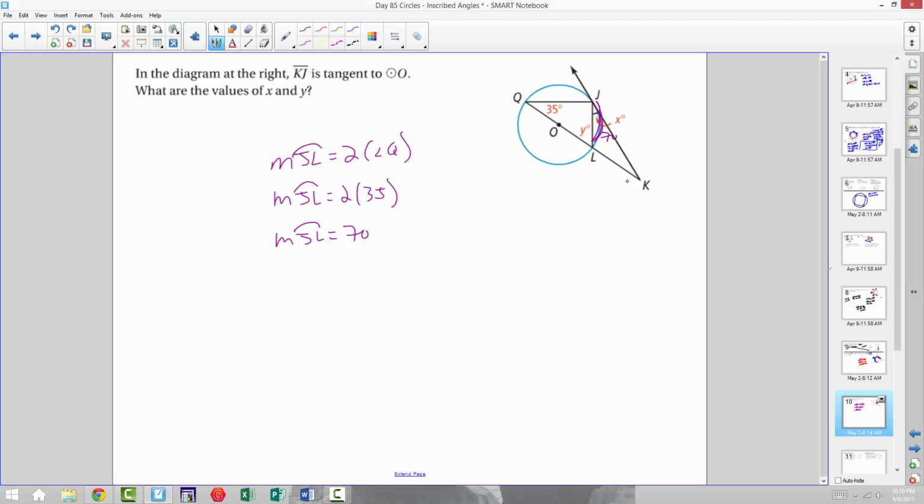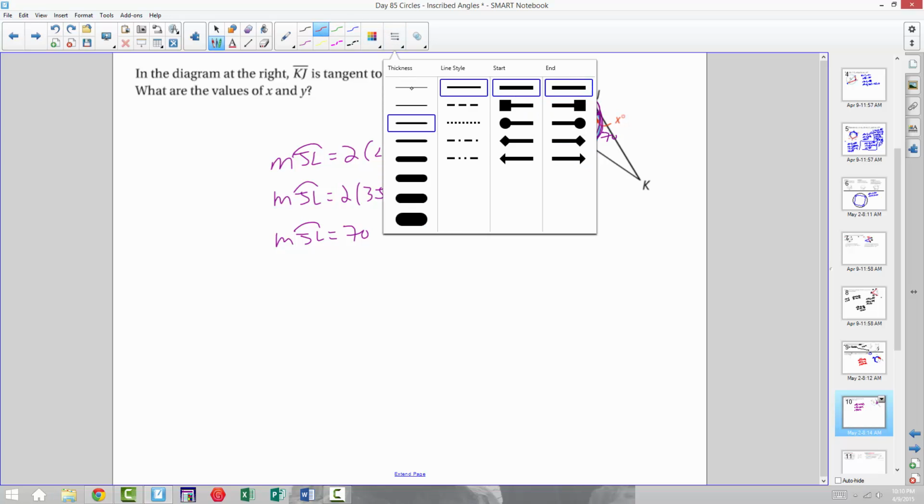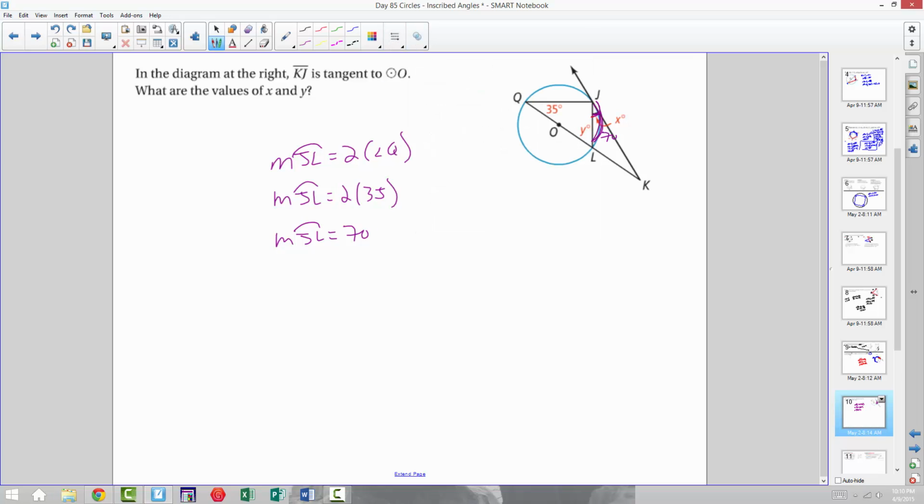So if that's 70, this angle that they're trying to find in red, let's use red, is going to be half of the intercepted arc. Well, this red angle intercepts the same arc as angle Q. So I have this angle J. This angle J is going to be half of the same arc. So angle J is also 35. It's kind of messy. Hopefully you can see that. Because again, J to L arc measure is 70.